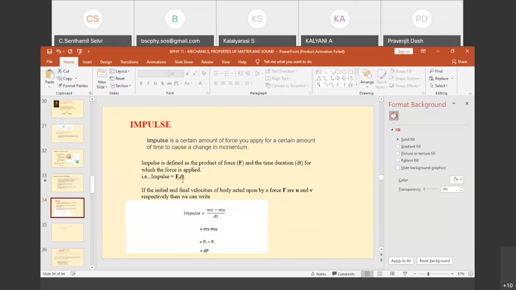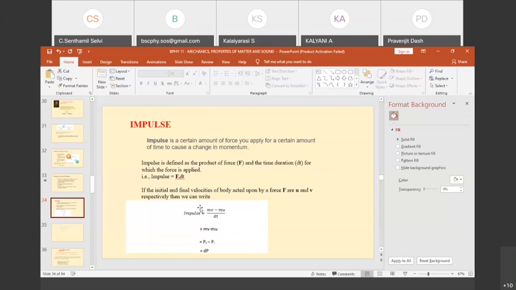So instead of F, we take m into dv by dt into dt. So dt and dt cancel. What else will be remaining? M into dv, that is change in velocity. So we can say final velocity minus initial velocity. So we can say mv minus mu.